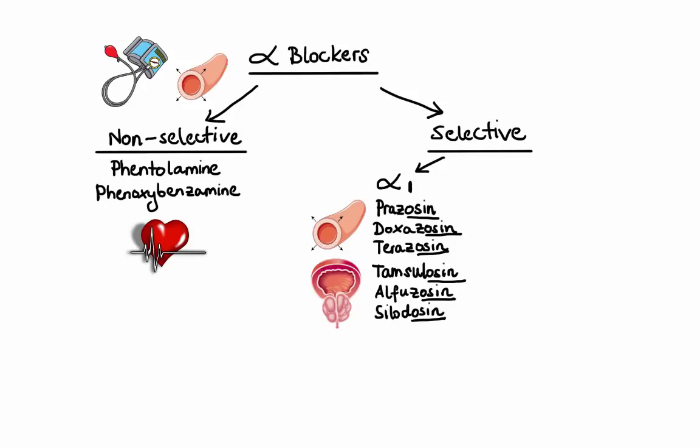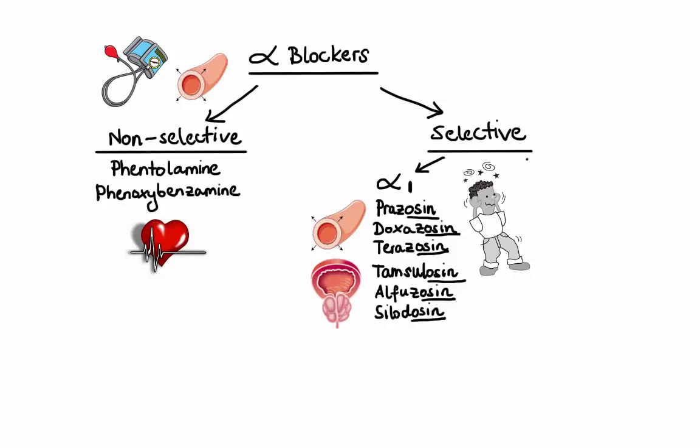Now, when it comes to side effects, orthostatic hypotension is one of the main concerns when initiating alpha-1 blocker, although it's not as severe as that observed with non-selective alpha blockers. Additionally, vasodilation produced by alpha-1 blockers can lead to headaches and nasal congestion.